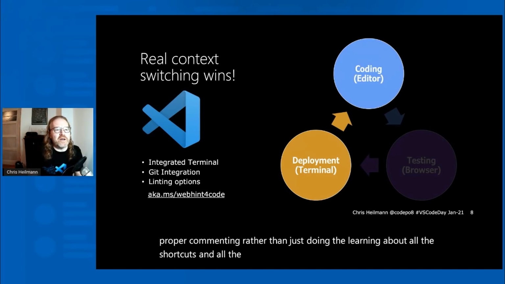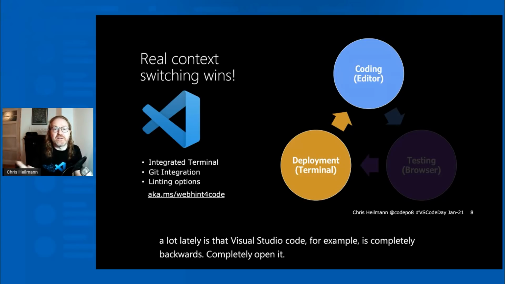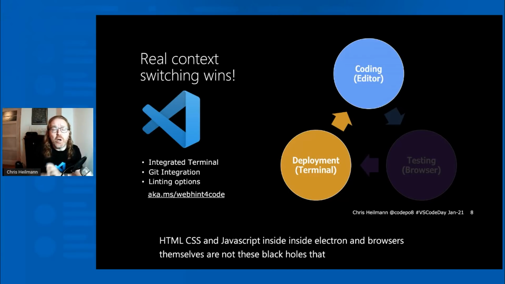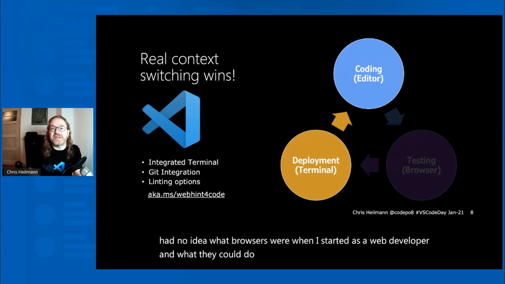So the other thing that changed a lot lately is that Visual Studio Code, for example, is completely hackable. It's completely open. It's HTML, CSS, and JavaScript inside Electron. And browsers themselves are not these black holes that they used to be as well. We had no idea what browsers were when I started as a web developer and what they could do. We also had no insights what's coming next as functionality. And all of that is now open.